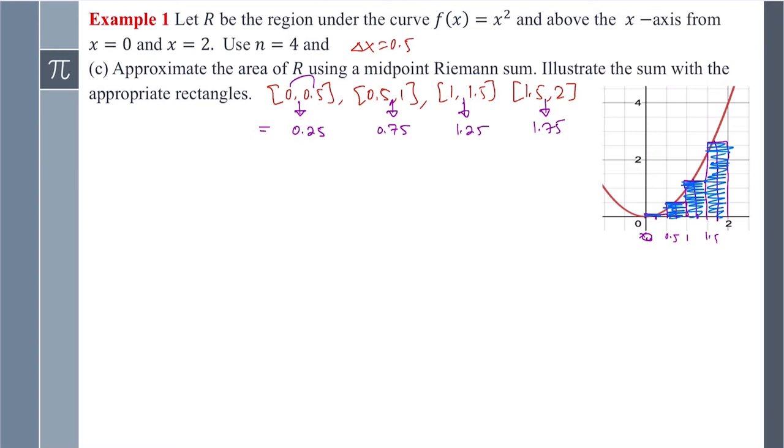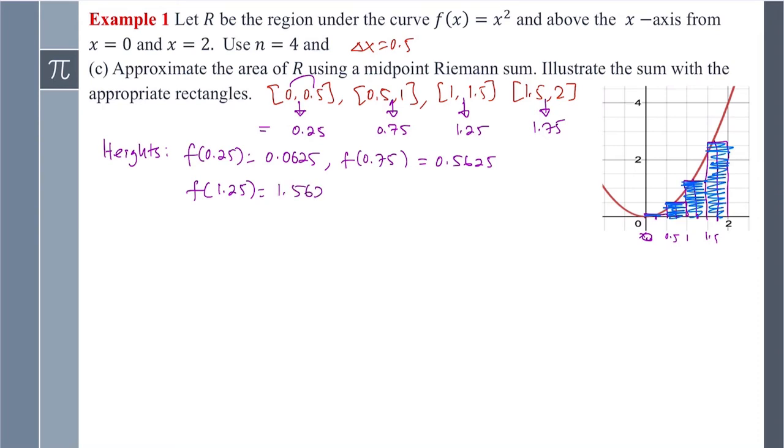Okay, so now in order to find the sum, first we need to find the height, and then we're going to find the sum. So the heights of the rectangle are f of 0.25. So 0.25 squared gives us 0.0625. F of 0.75, that gives us 0.5625. F of 1.25, that gives us 1.5625, and then f of 1.75, that gives us 3.0625. You can just use your calculator to find that.